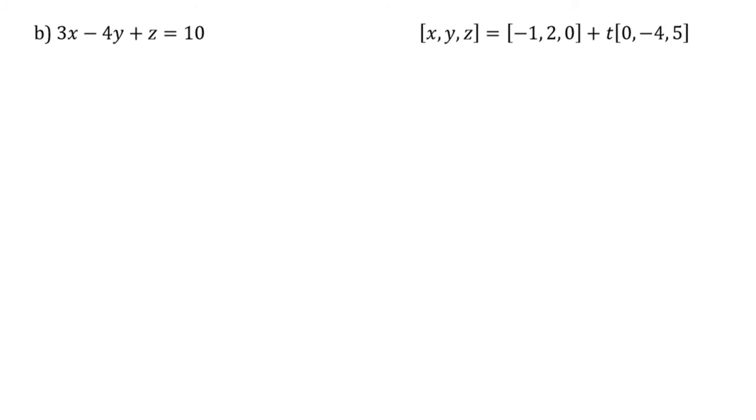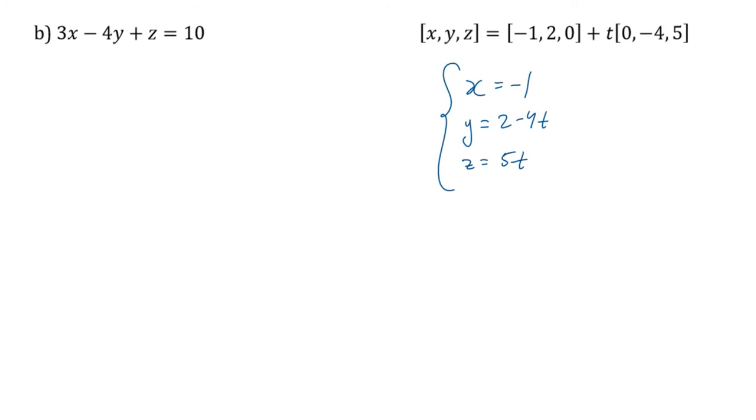And if I take the line and I turn it into parametric form, which normally we don't bother writing out, but I am actually going to. So it's x equals negative 1 plus 0t, so I'll just leave that. y equals 2 minus 4t, and z equals 0 plus 5t, so just 5t.